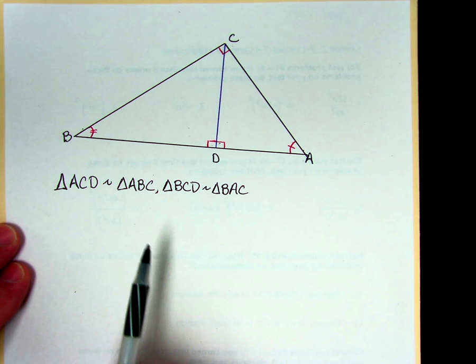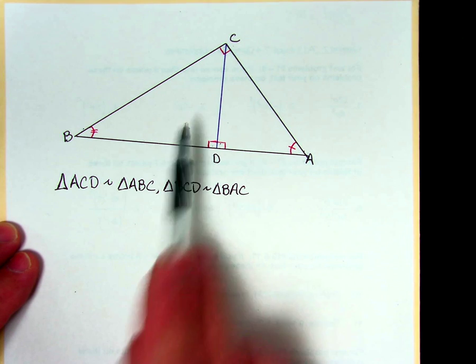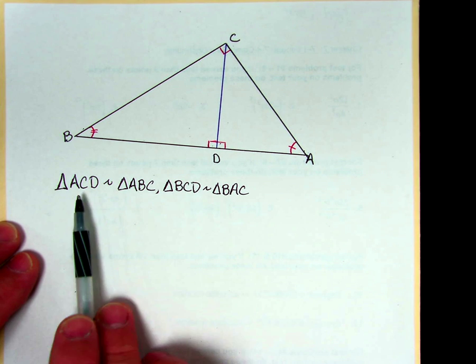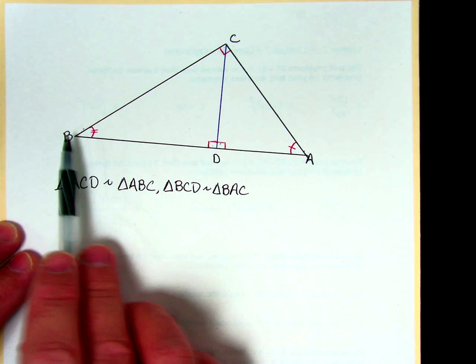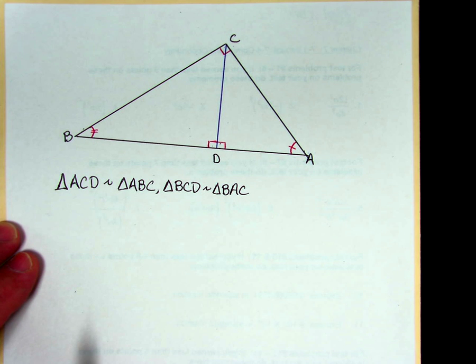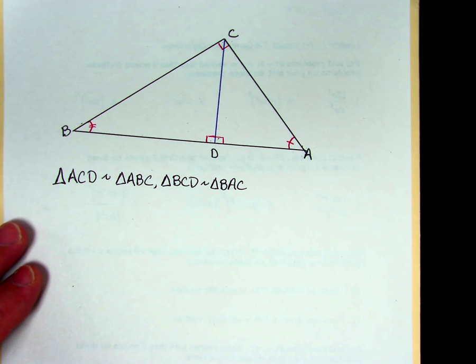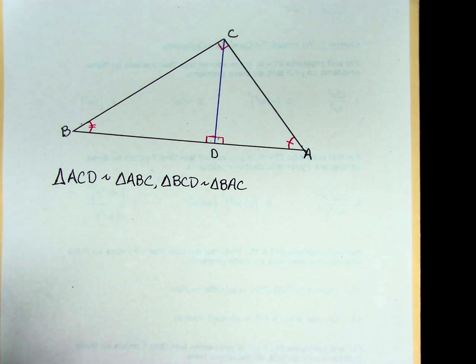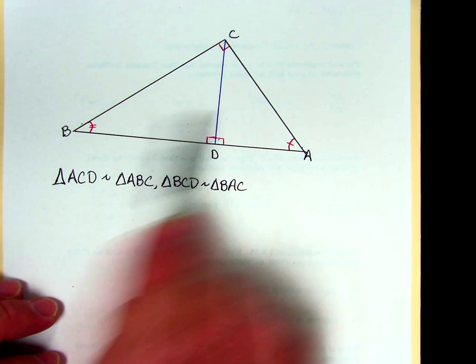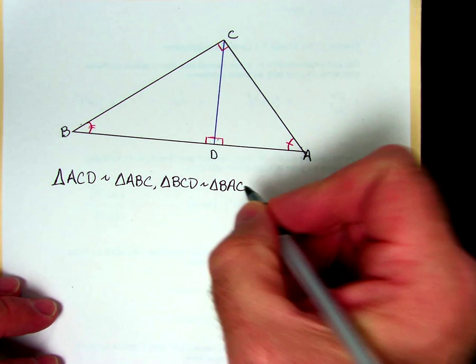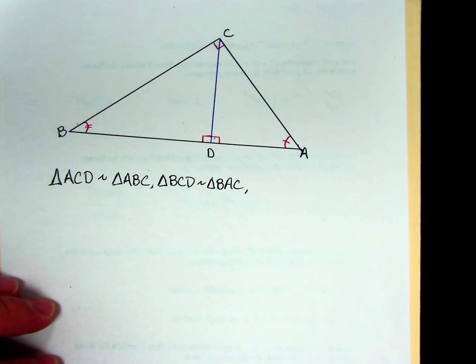Now, notice these two smaller triangles are similar to the large triangle. Well, if two triangles are similar to a third triangle, then those two triangles have to be similar as well. So these two smaller triangles have to be similar. Let's see if we can match these up.